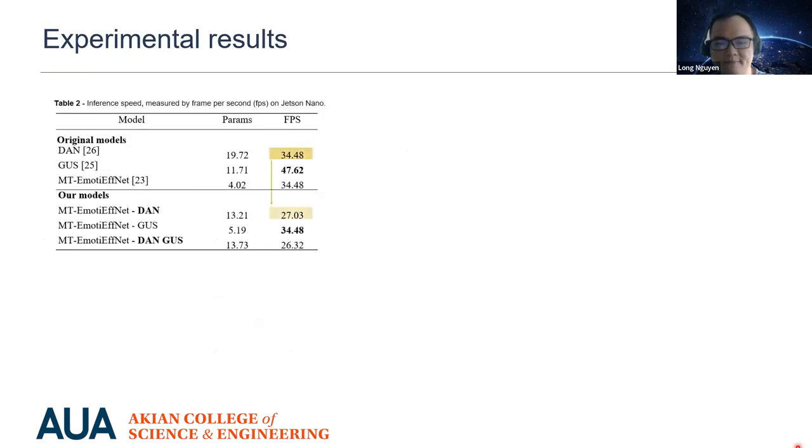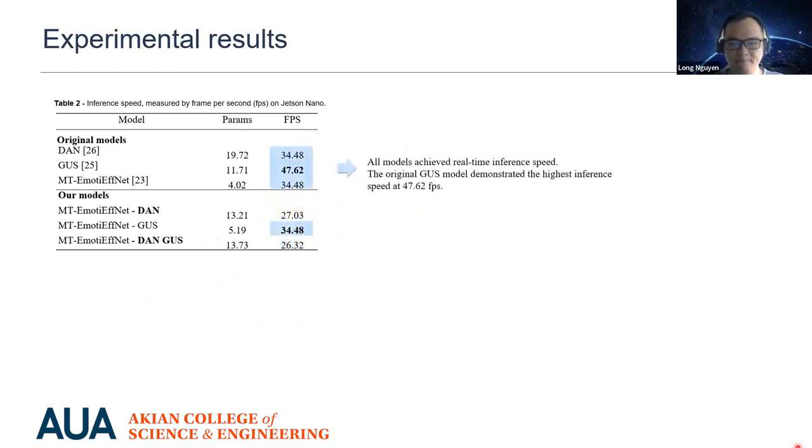In terms of inference speed, since the ensemble models are more complex than any single model, their inference speed is slower. However, while real time is around 30 FPS, we can see almost all models achieve real-time or near real-time speed here. If we stop at this point, we could say that this speed is good for real-time applications.